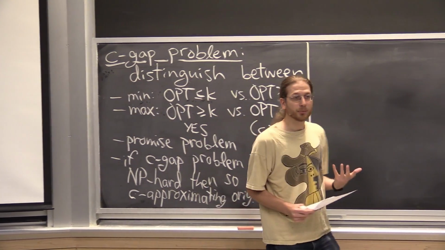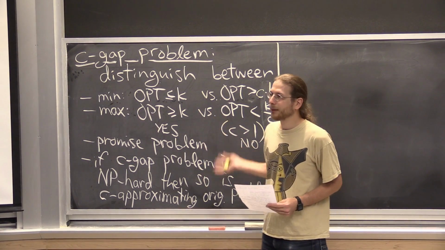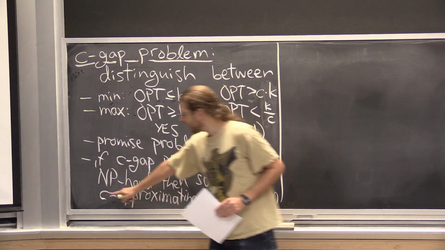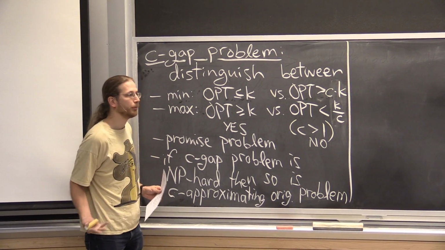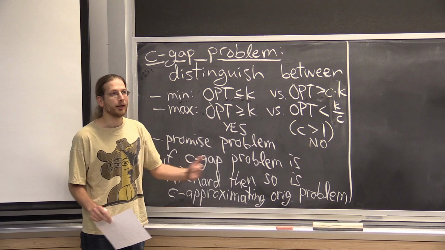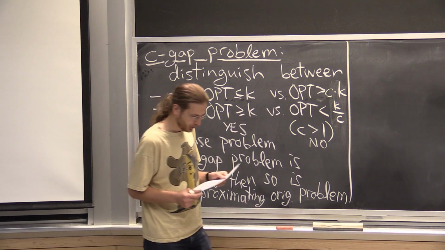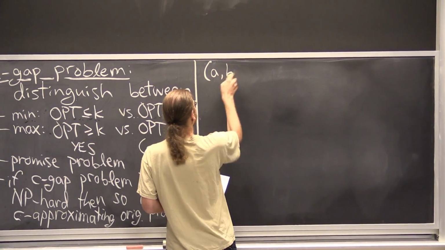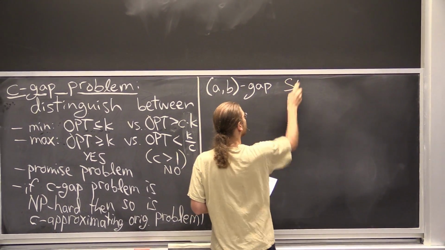The practical reason to care about this stuff is that this gap idea lets you get stronger inapproximability results. The factor C you get by thinking about gaps in practice seems to be larger than the gaps you get by L reductions and things. So let me tell you about one other type of gap problem. This is a standard one, a little bit more precise.